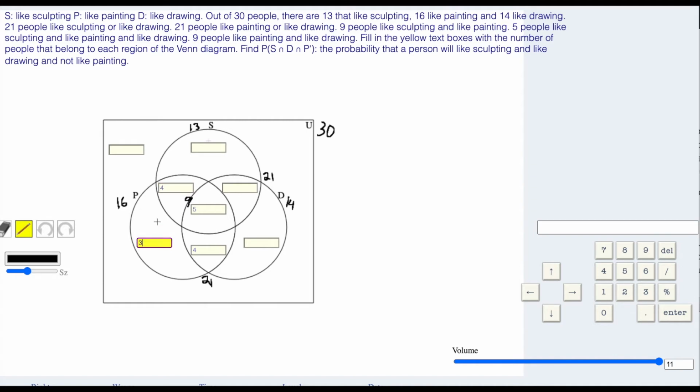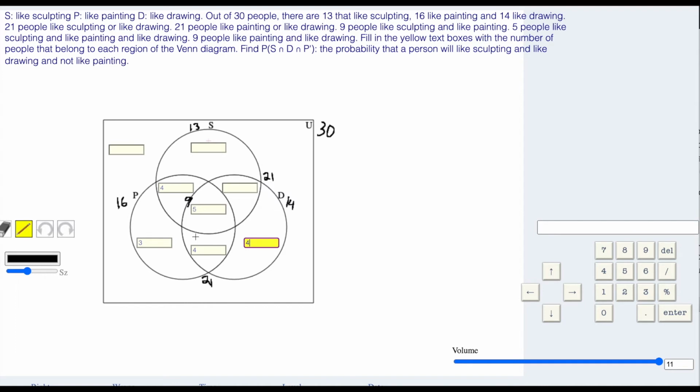Now I know that I have 21 that like sculpting or like drawing. I have 13 in the sculpting. 13 plus, and then we're going to look at the rest of this circle. So 4 down here. 13 plus 4 is 17. I have to get to 21. That's 4 more. 17 plus 4 makes 21. So I know that I have 21 in these two circles.